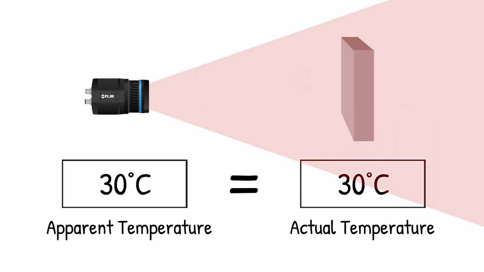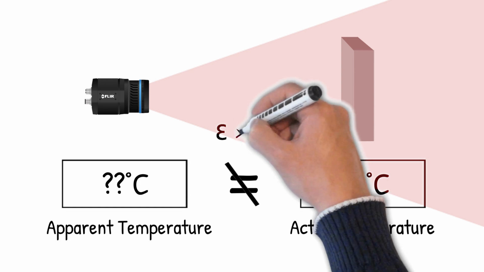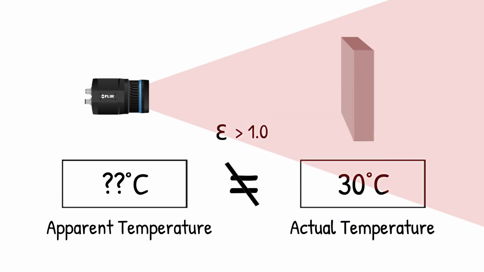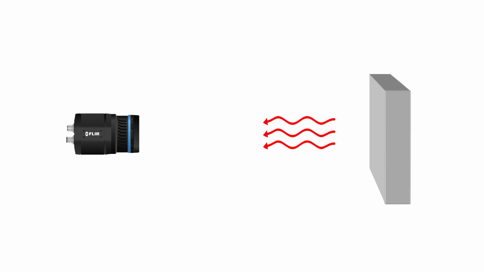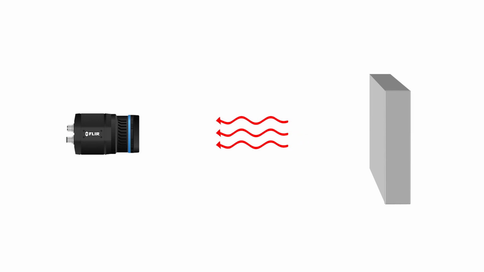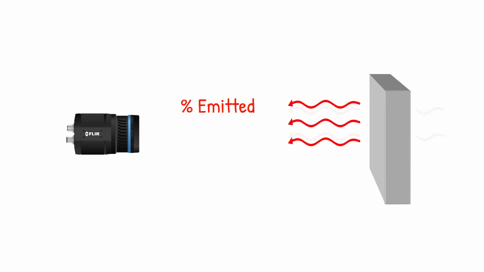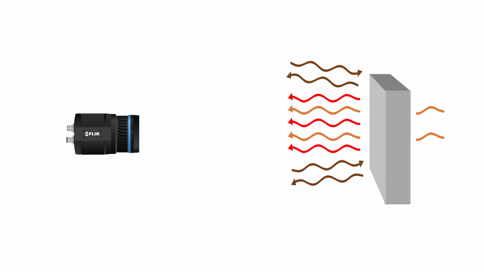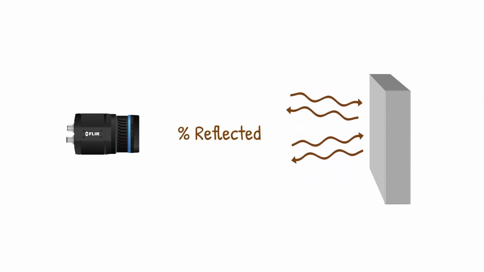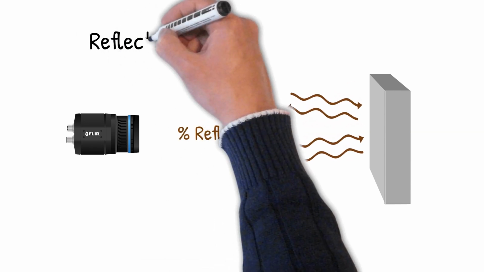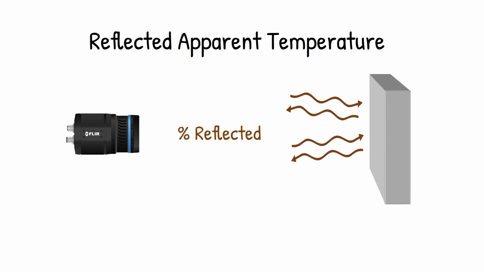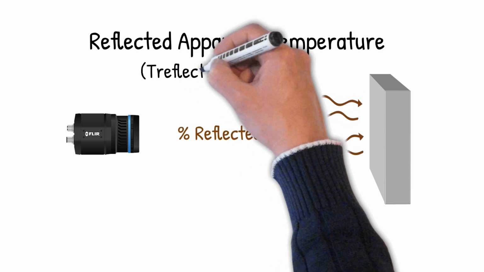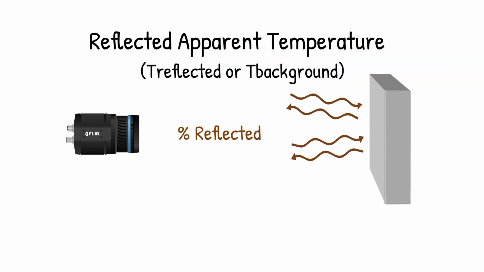In reality, the objects we are likely to measure are not perfect blackbodies and will have emissivity values less than 1. As such, the total radiation reaching the infrared camera could be a combination of emitted, transmitted, and reflected radiation. The temperature associated with the reflected radiation is known as the reflected apparent temperature. It is also known as T reflected or T background.